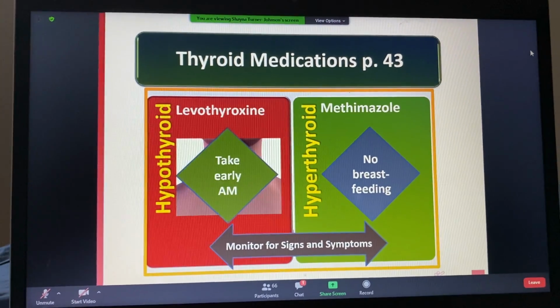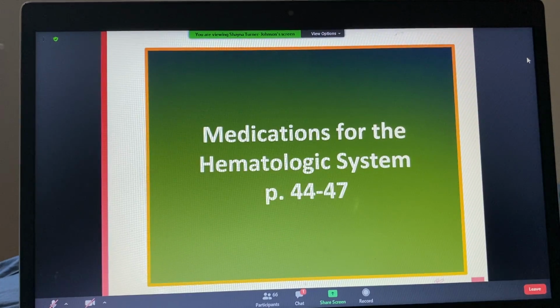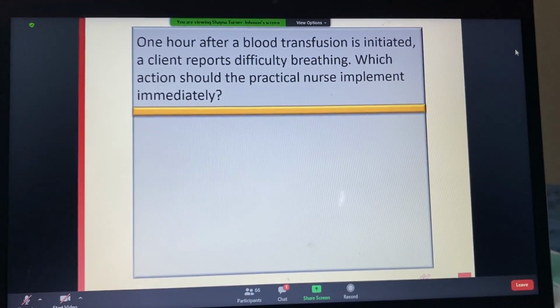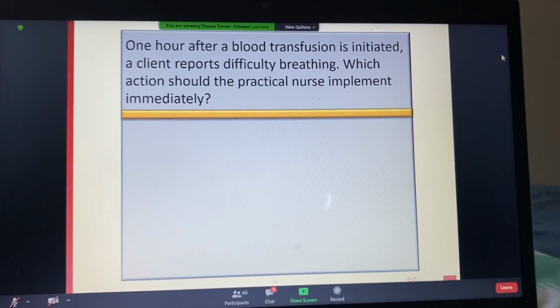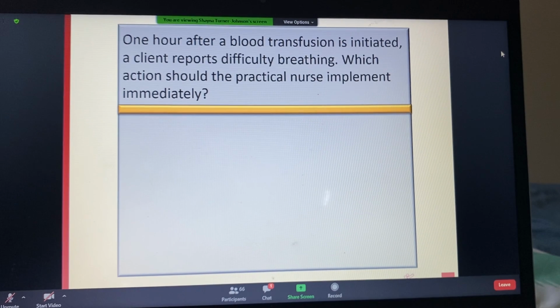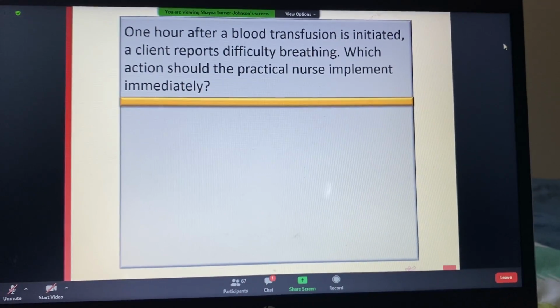All right, let's talk about some hematological medications. Let's look at a question. 1 hour after a blood transfusion is initiated, a client reports difficulty breathing. Which action should the practical nurse implement immediately?